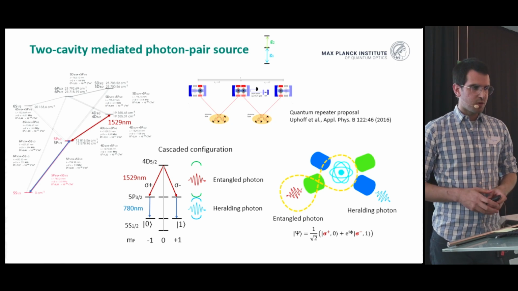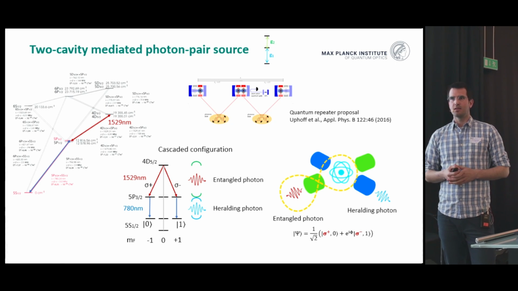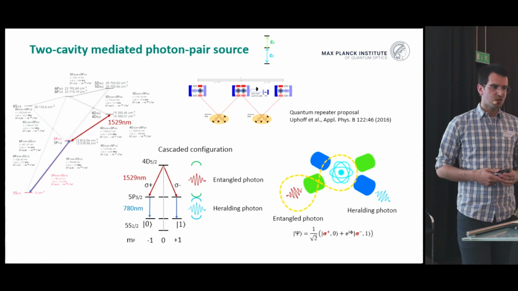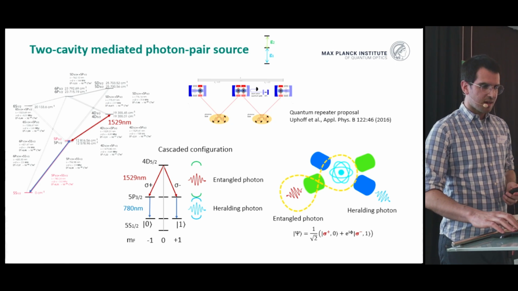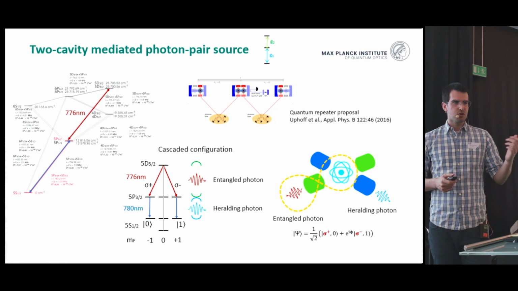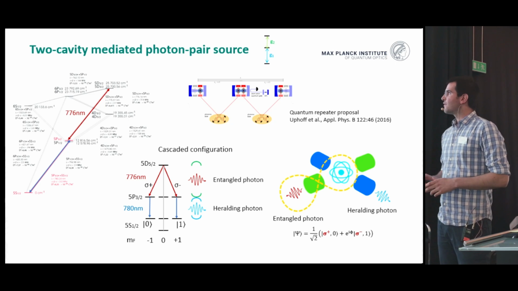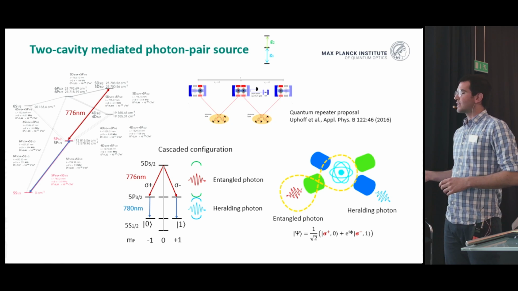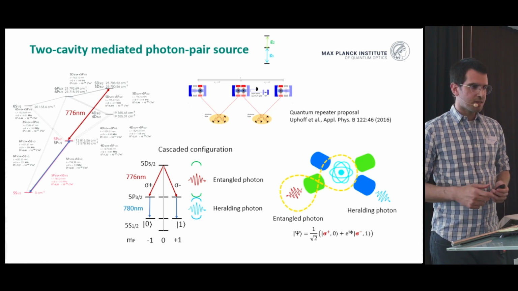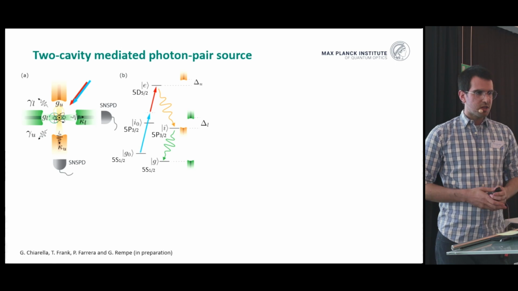However, the cavities that we have are coated for light at 780. They don't have a good coating for telecom, and at the moment we didn't want to change the cavities. So we decided to first explore this scheme by using the 5p3/2 to 5d5/2 transition, in this case at 776 nanometers, for which the cavities are well coated. So that's what we do.